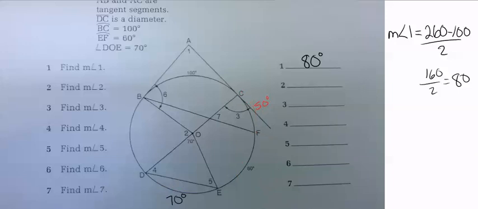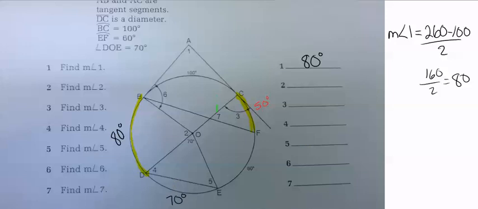So now, if CF is 50 degrees, we also know that BD is 80 degrees, because if we add up all the arcs on the outside, they need to equal 360. So 100 plus 50 plus 60 plus 70, subtract that from 360, we're left with 80. So BD is 80 degrees.